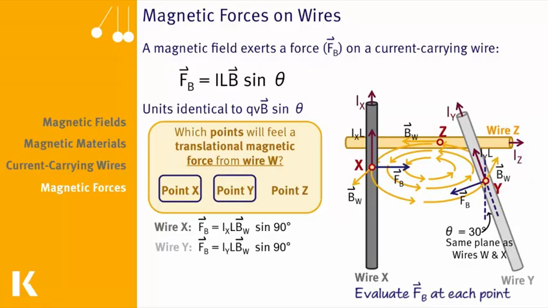Point Z, on the other hand, has a magnetic field to the left and current to the right. Those are 180 degrees away from one another. When we take the sine of 180, we get 0, so there will be no force on wire Z.